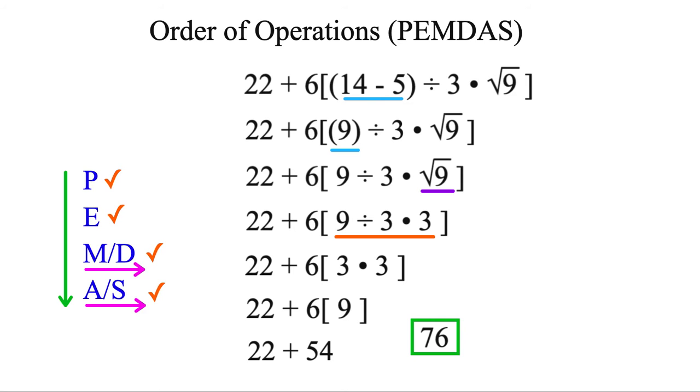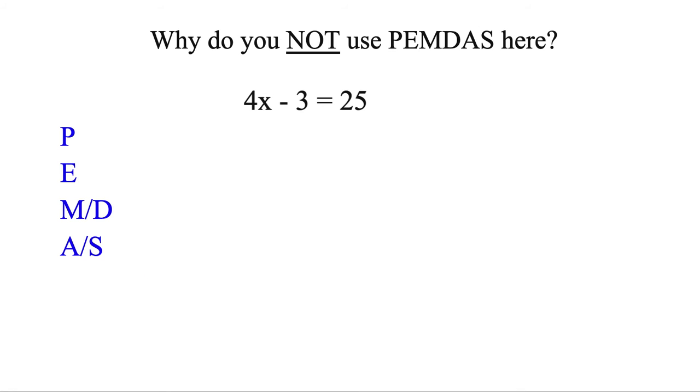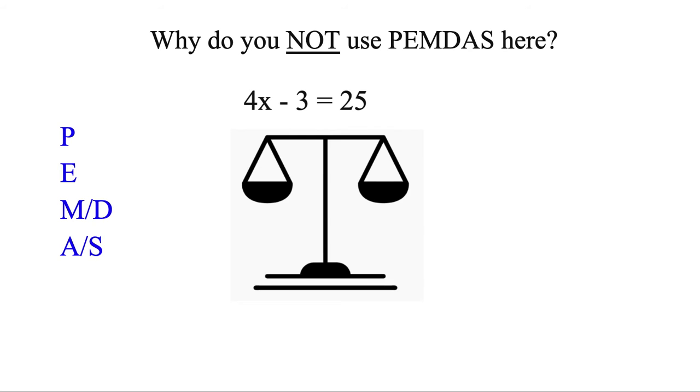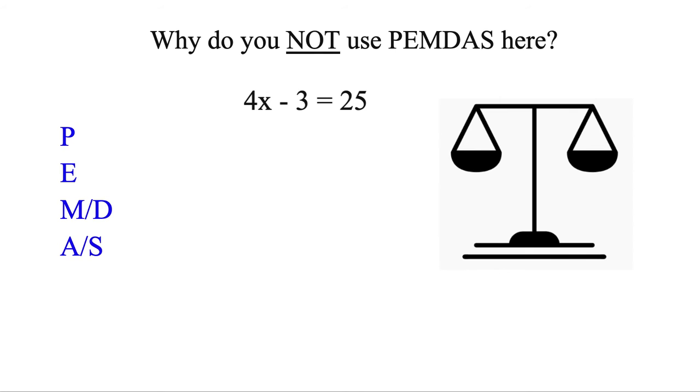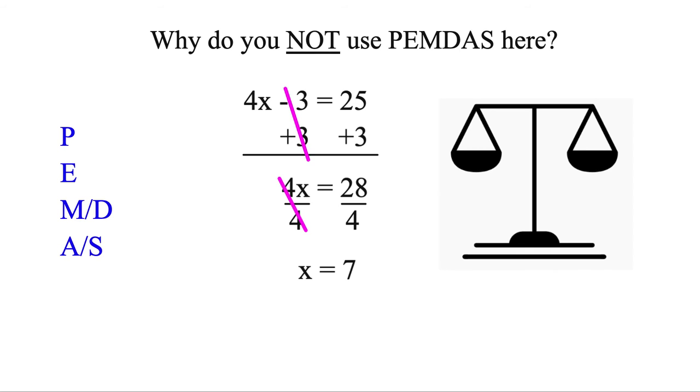That's it. On the next board, why do you not use PEMDAS when you have an equation? Very briefly, I'll go over, this is a scale or a balance where you want to keep both sides balanced the whole time. And because we have a minus 3, you always do the opposite of what you see. So you would add 3 to both sides to get rid of those. Drop everything down, 4x, and then 28 on the right side. Do the opposite of what you see again, opposite of times 4, divide both sides by 4. Those 4's cancel. Finally, x is equal to 28 divided by 4 and 7.